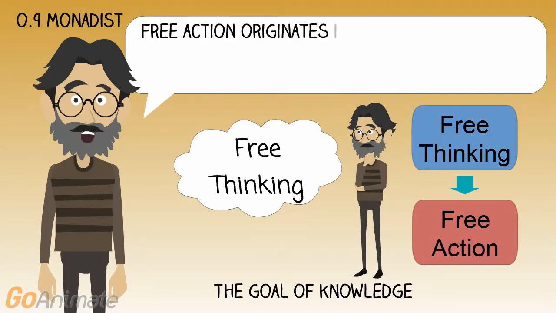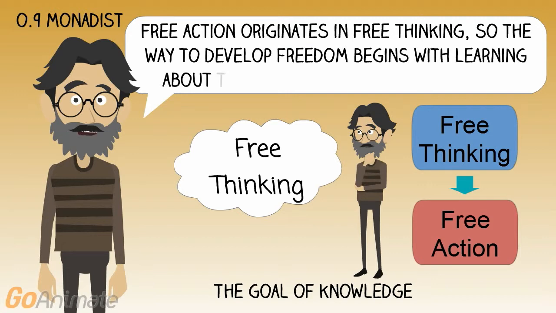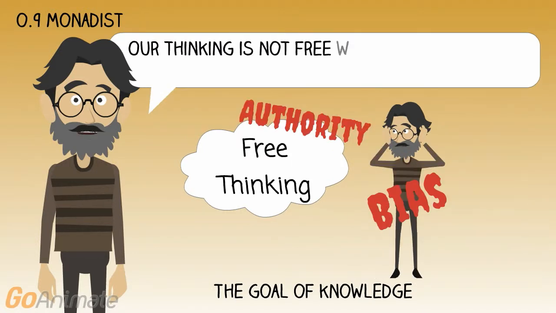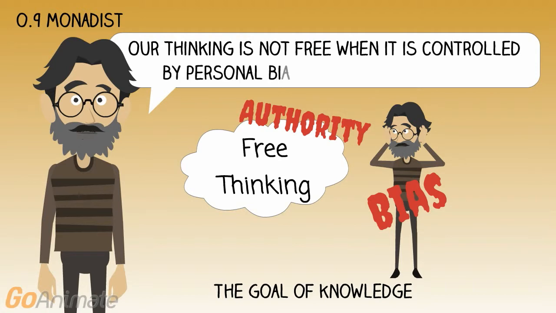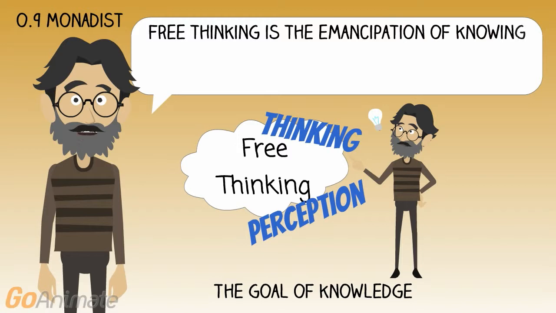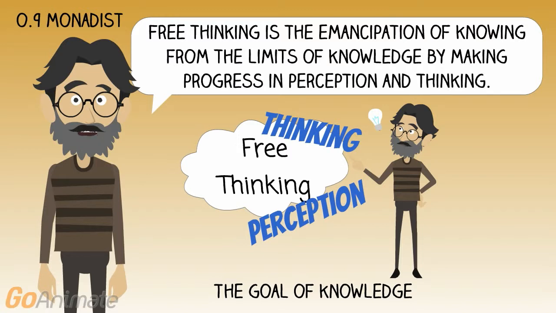Free action originates in free thinking, so the way to develop freedom begins with learning about the mind and the thinking process. Our thinking is not free when it is controlled by personal bias or outside authority. Free thinking is the emancipation of knowing from the limits of knowledge, by making progress in perception and thinking.